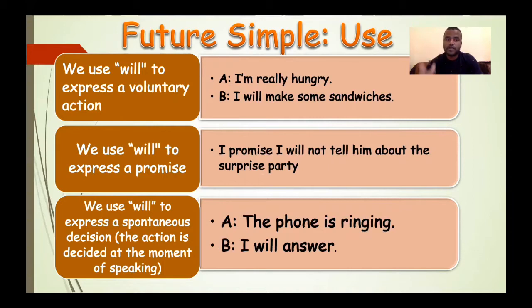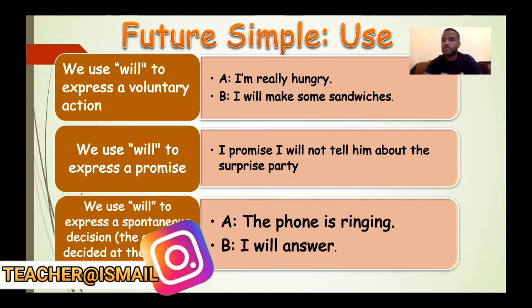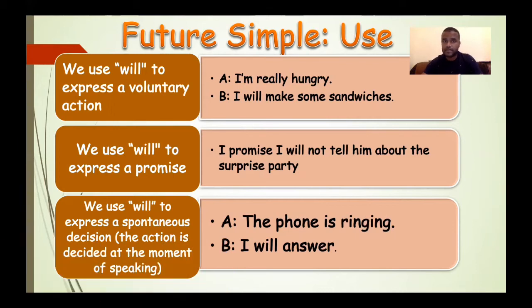Number three, we use will to express a spontaneous decision, the action decided at the moment of speaking. What does it mean? The action comes at the time of speaking. We decide right now. Okay, so the phone is ringing. I will answer. This is what we call a spontaneous decision. Okay, these are the functions of will.